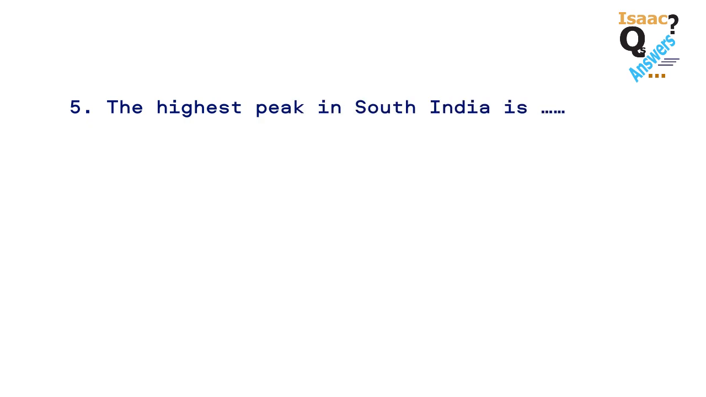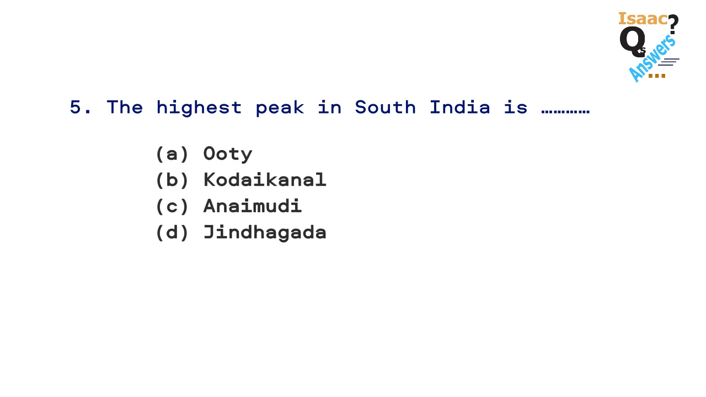Question number 5. The highest peak in South India is dash. The options are A. Ooty, B. Kodaikanal, C. Anaimudi, D. Jindagada. The answer is C. Anaimudi.